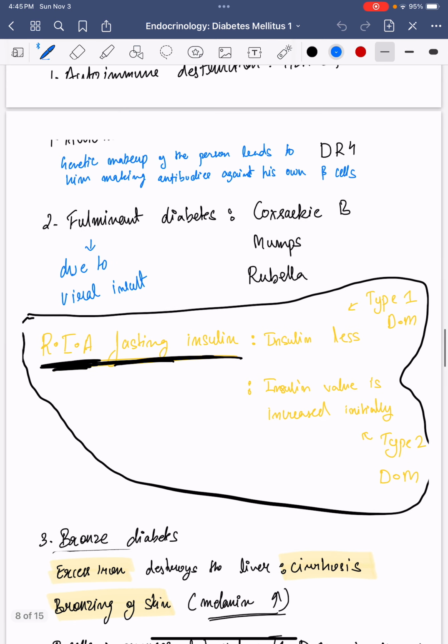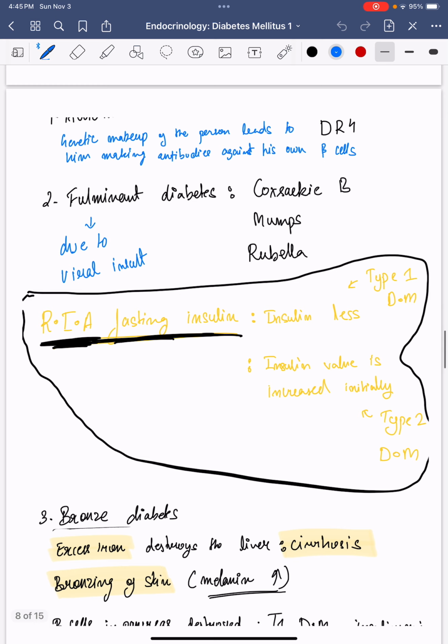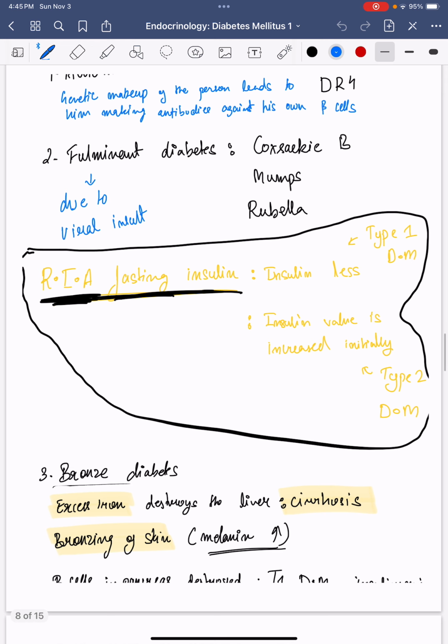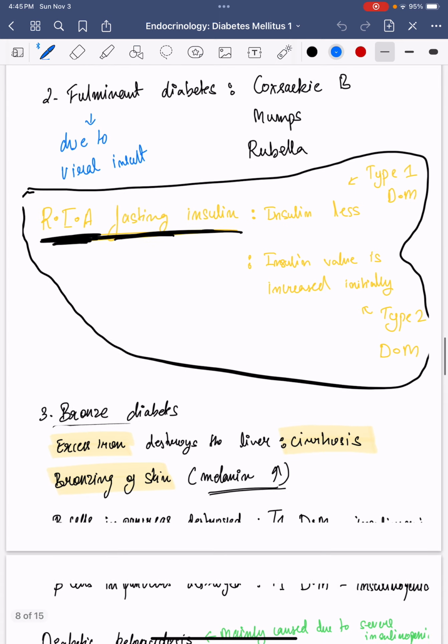Radioimmunoassay or RIA, fasting insulin, is done, and if it shows insulin is less, it will be type 1 diabetes mellitus. But if the insulin value is increased initially on RIA, it will be type 2 diabetes mellitus.